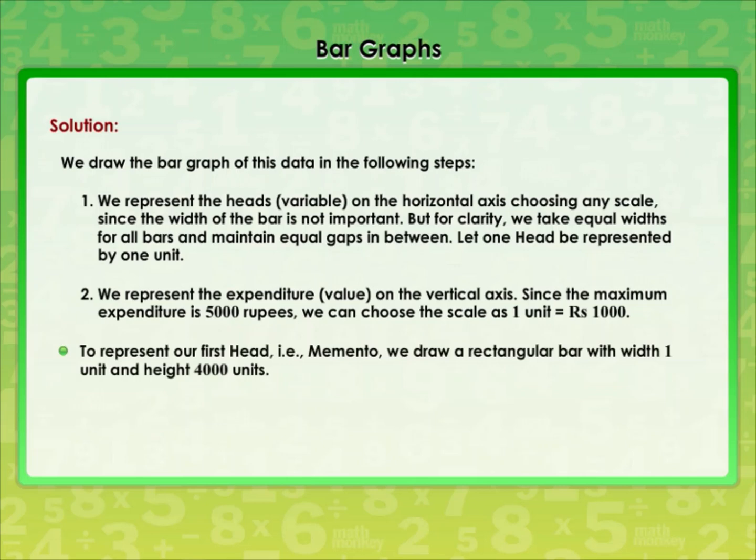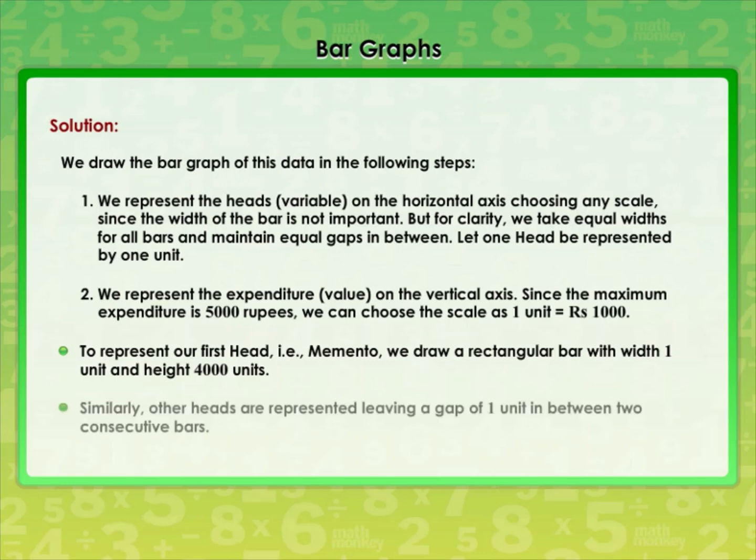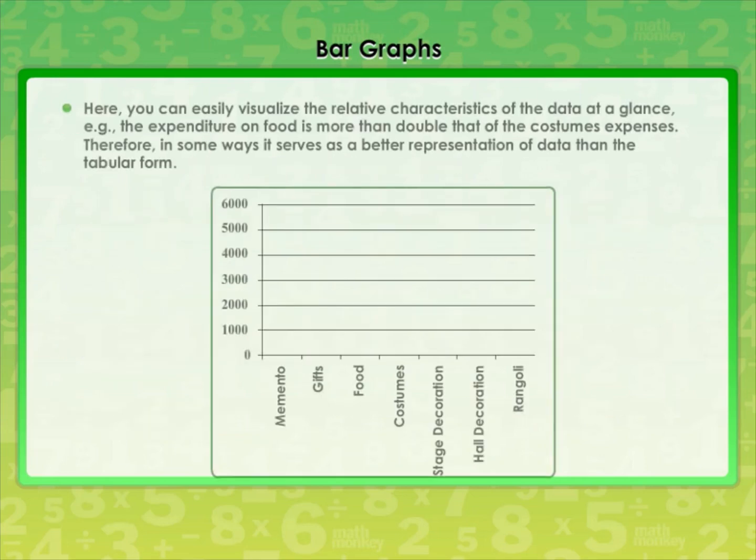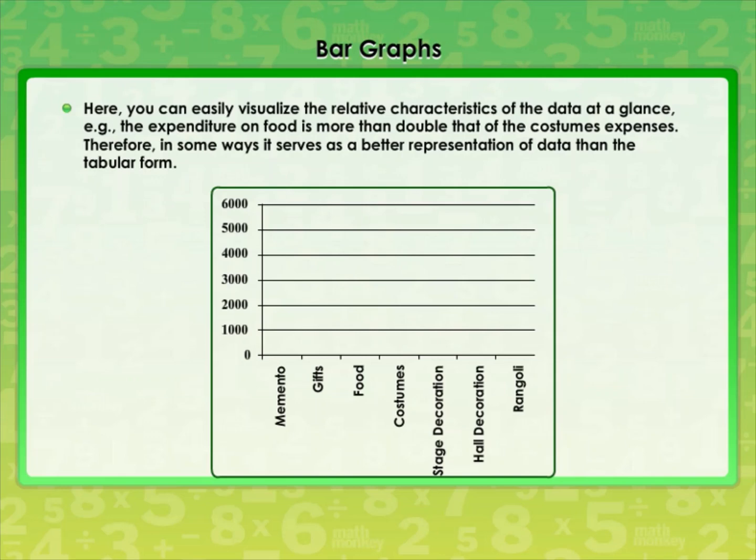To represent our first head, that is memento, we draw a rectangular bar with width 1 unit and height 4,000 units. Similarly, other heads are represented, leaving a gap of 1 unit in between 2 consecutive bars. The bar graph for the given data is drawn like this. Here, you can easily visualize the relative characteristics of the data at a glance. For example, the expenditure on food is more than double that of the costume expenses. Therefore, in some ways, it serves as a better representation of data than the tabular form.